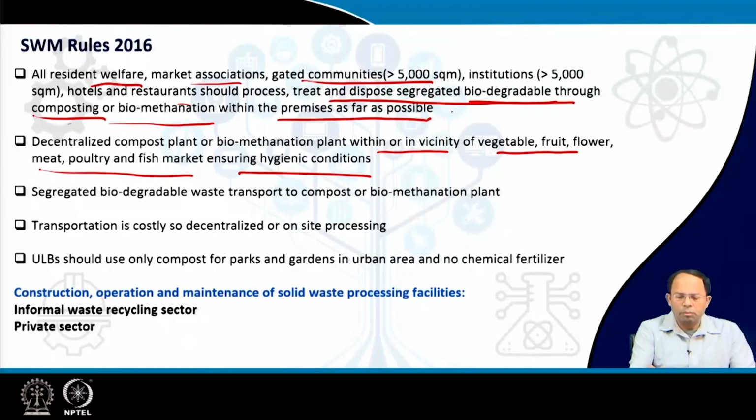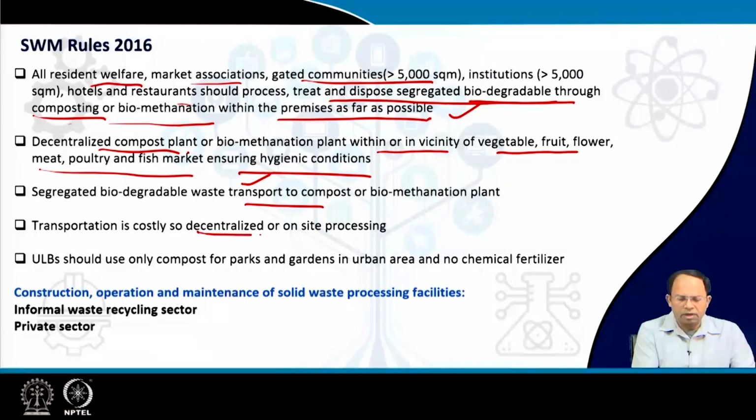So either this organic waste could be treated within the colonies or within the associations, or it could be sent to a decentralized plant as well. And in any case, a decentralized compost plant has to be provided for treating market and other kinds of waste. Now, segregated biodegradable waste should be transported to compost or biomethanation or other sorts of processing plants. So that means transportation is also now made mandatory. And as you have earlier learned, transportation is very costly.